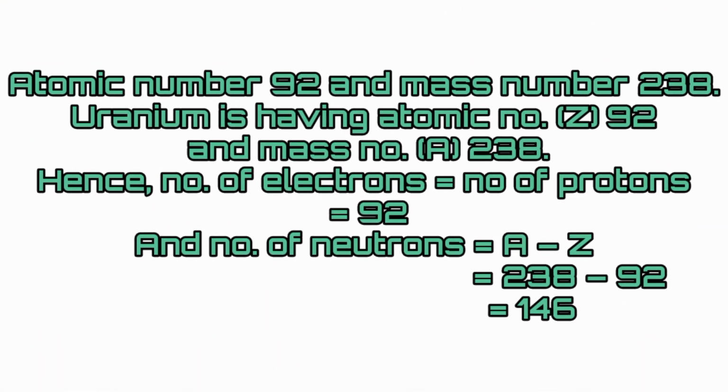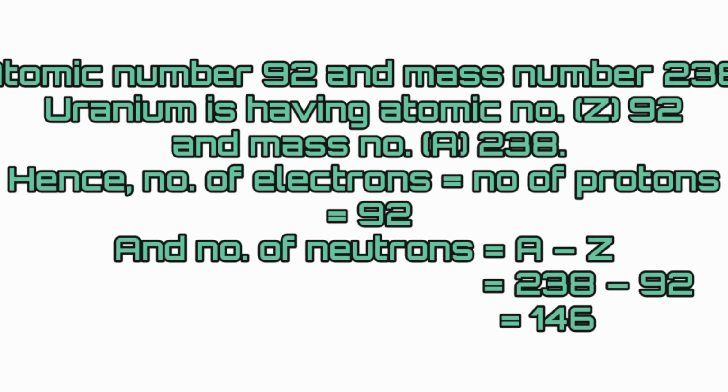Then second one, atomic number 92 and mass number 238. Uranium is having atomic number Z equal to 92 and mass number A equal to 238. Hence number of electrons is equal to number of protons is equal to 92. And number of neutrons is equal to, you have to subtract atomic number from mass number, that is A minus Z, is equal to 238 minus 92, is equal to 146.